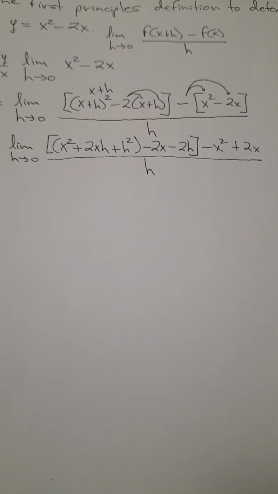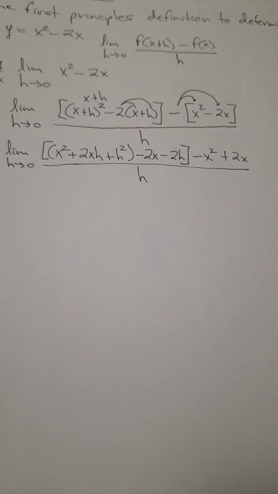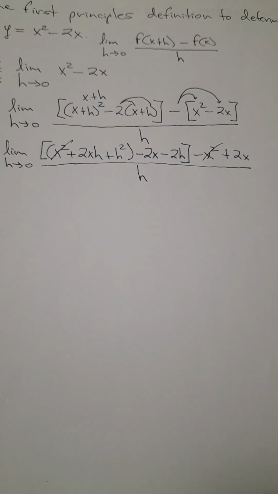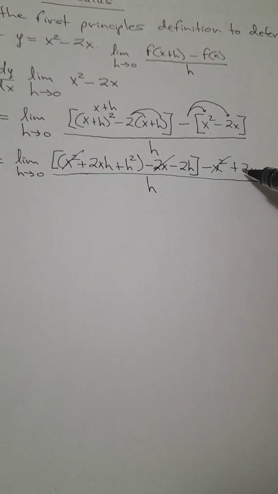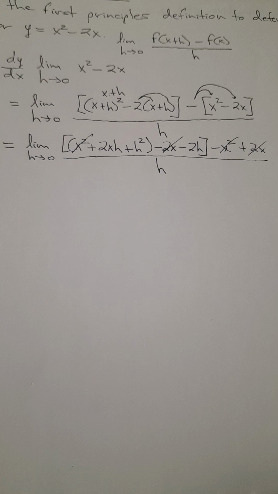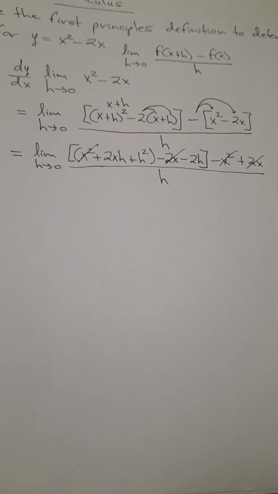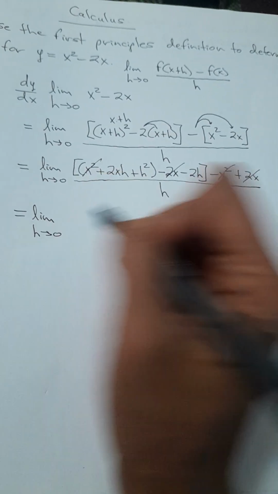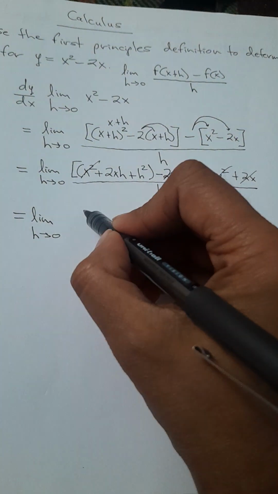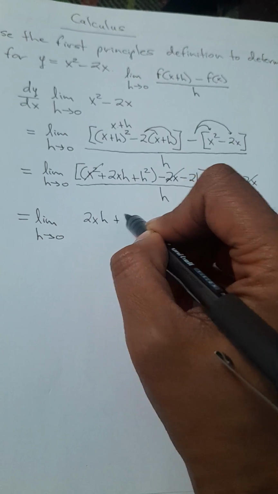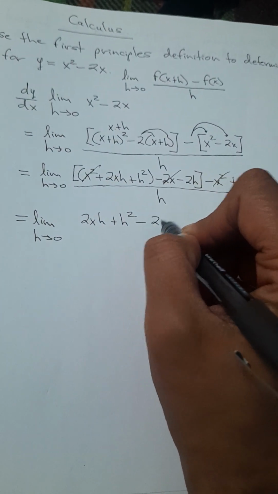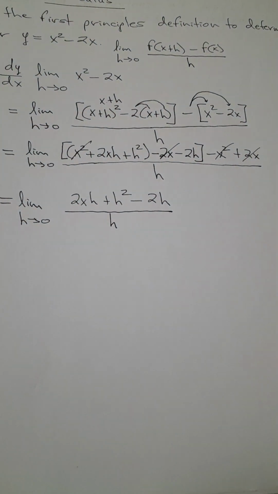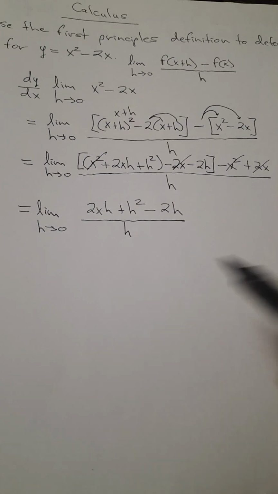And at this point, I don't need to do an extra step to remove the brackets. I see there's x squared, negative x squared, which is gone, negative 2x and positive 2x, and I'm just going to cancel it out. Okay, and so now we're going to just write down what is left over. So the limit as h approaches 0, I'm left with 2xh plus h squared minus 2h, right? And the whole thing is over h. So definitely simplify this out first.